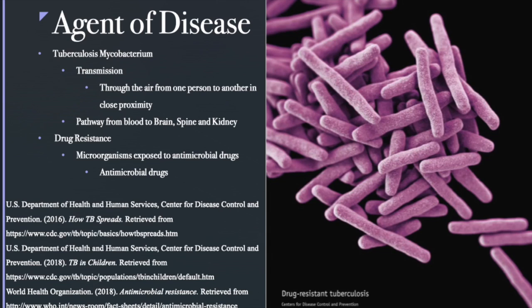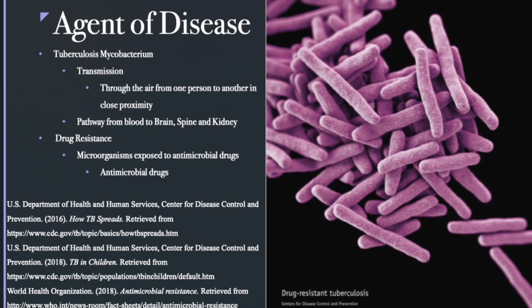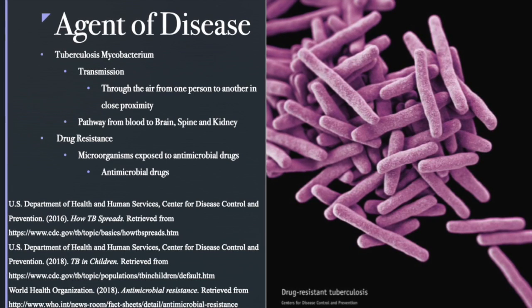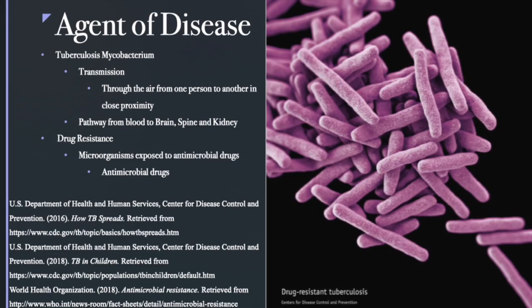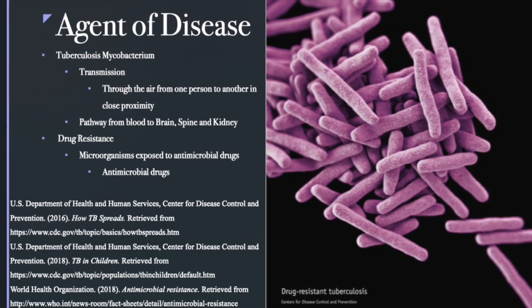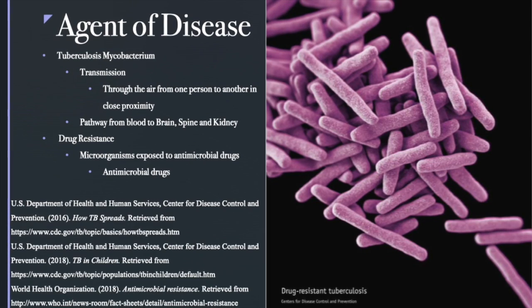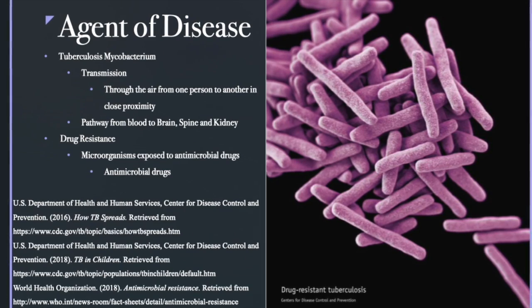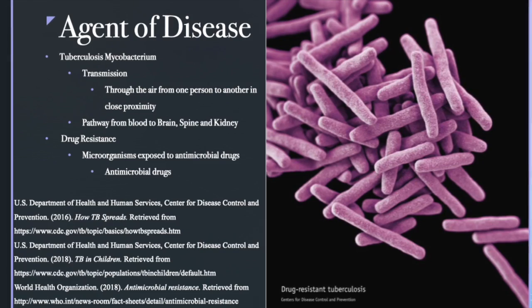Hi, my name is Suzette, and I will be going over the agent of disease and clinical symptoms. The agent of disease of tuberculosis is a bacterium called Mycobacterium tuberculosis. This bacterium will most often attack the lungs, but it can also harm other parts of the body. Mycobacterium tuberculosis is transmitted through the air from one person to another. It happens when a person infected with tuberculosis in the lungs or throat coughs, speaks, or sings.